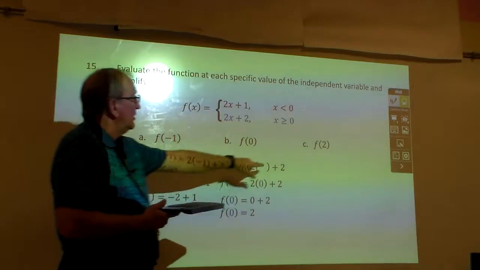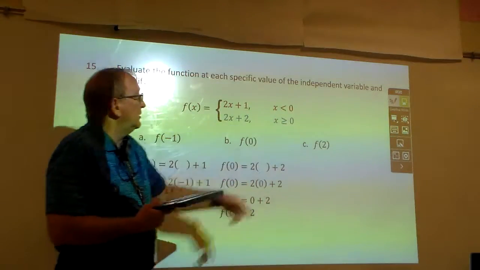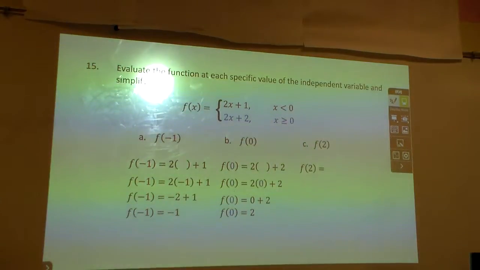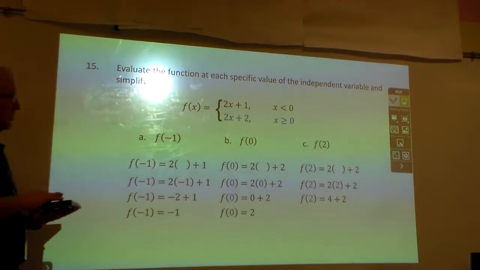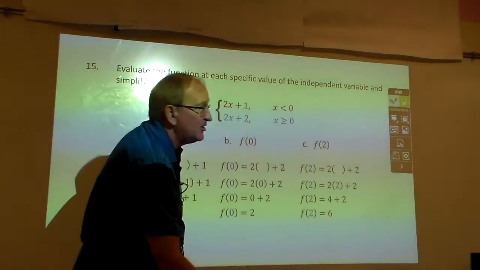And this one here, the 2 would go in the what? Bottom one, because it's larger than 0. 2 times 2.